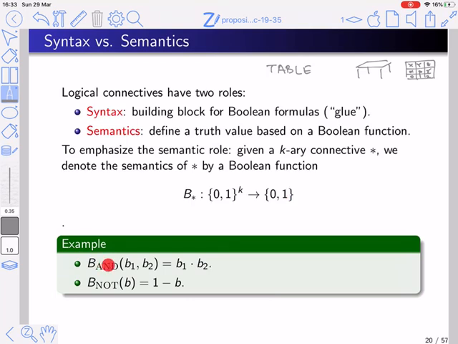Let us see 2 examples. For example, consider the binary connective AND. Then the Boolean function that corresponds to AND gets 2 parameters, b1 and b2, each of which is a bit, and returns the AND of these 2 bits. What about the NOT connective? The NOT connective is attached a function B-not. This function is defined over single bits because NOT is a unary connective, so k here would be equal to 1. And the value of B-not when given input b is just the NOT of the bit, namely 1 minus the bit.